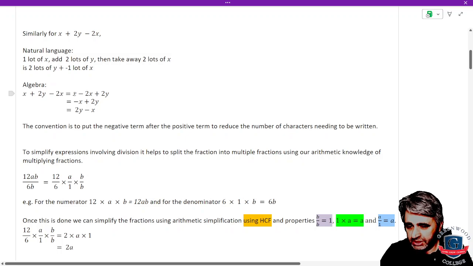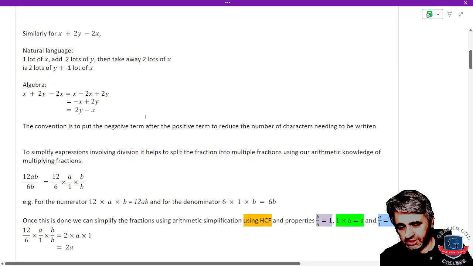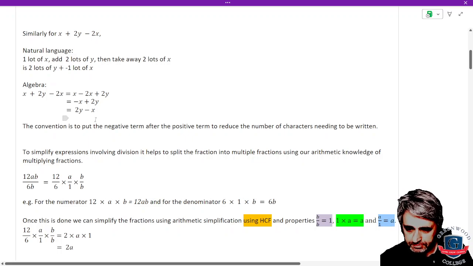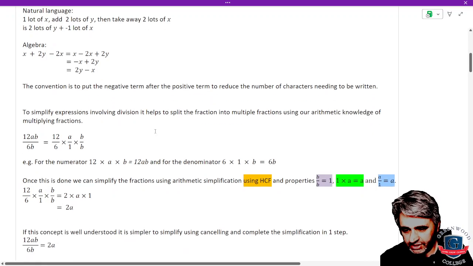From the last video, we can just rearrange this so that the negative 2x is second. Makes it easy to do the subtraction. X take 2x is negative x, and add 2y. Now, when I was in school, we would rearrange that to put the minus sign at the back so that we reduce the number of symbols that we wrote by 1. We didn't have to write this plus anymore. It's not as common as it used to be. It's not really that big a deal, but that is the convention.